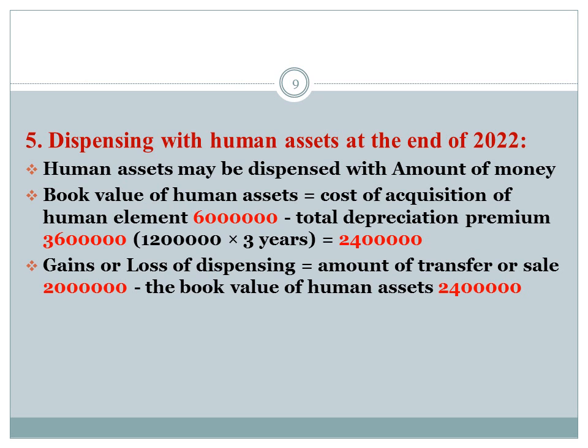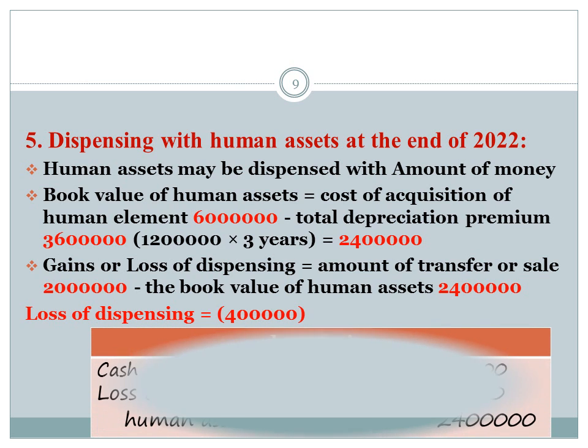Gain or loss of dispensing. Gain or loss of dispensing equals amount of transfer or sale 2 million minus book value 2,400,000. So the amount of sale is smaller than the book value of human assets, so the result will be losses of dispensing equal 400,000.